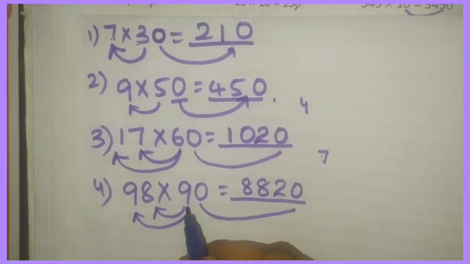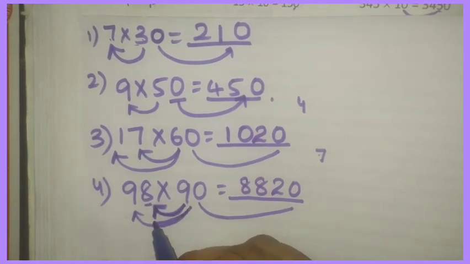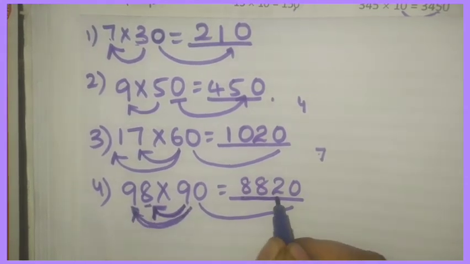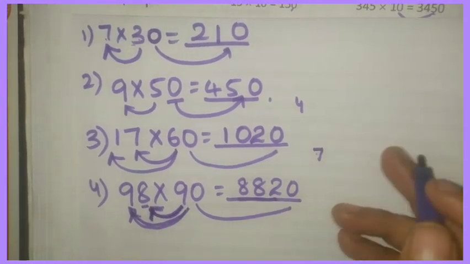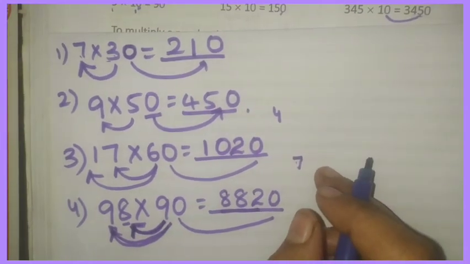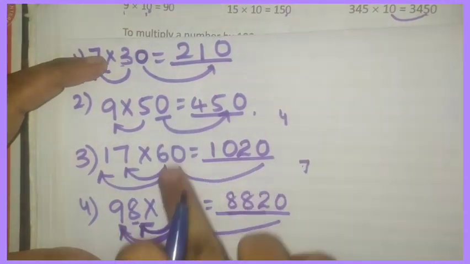Very easy. First we have to multiply with the ones place and then we have to multiply with the tens place. If we get a 2-digit number, we have to take the carry aside. This is for tens.